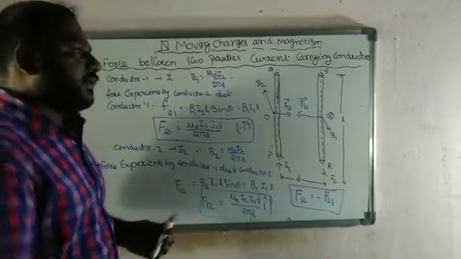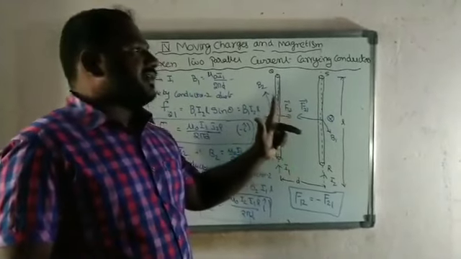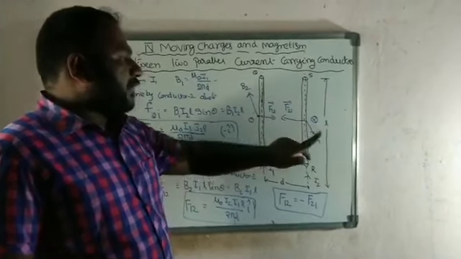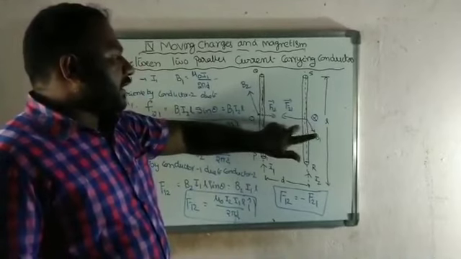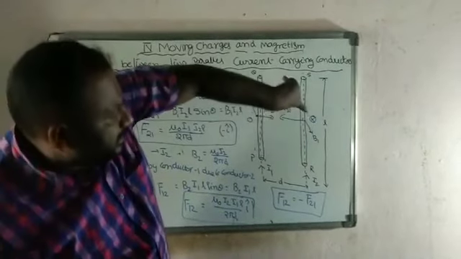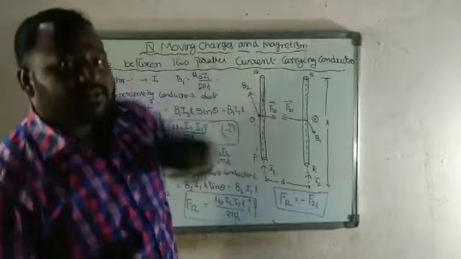Here what is the force? The force direction is given by Fleming's left hand rule. By Fleming's left hand rule, whenever we apply it here, the force is given like this. This is the force direction.